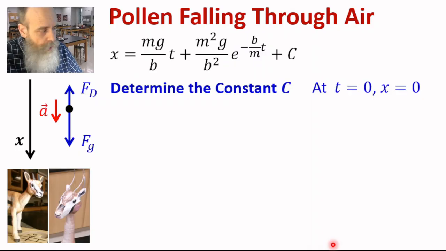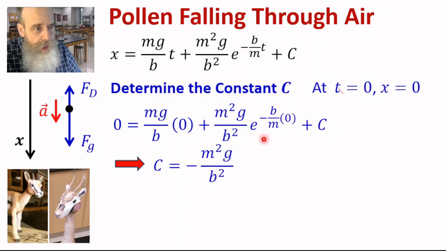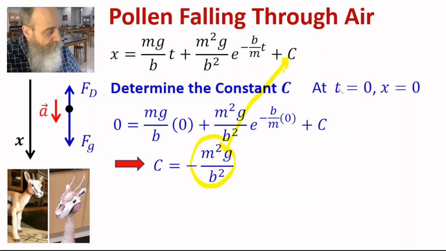So let's put t equals 0 and x equals 0 into our equation here, and this is what we get. 0 equals mg over b times 0 plus m squared g over b squared e to the negative b over m times 0 plus c. Well, this term is 0. This exponential function is e to the 0, which is 1. And so c is negative m squared g over b squared. Now, put this c back into our equation, and we get our final answer.